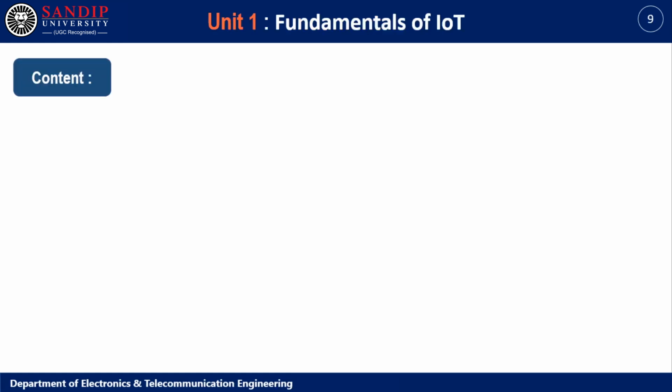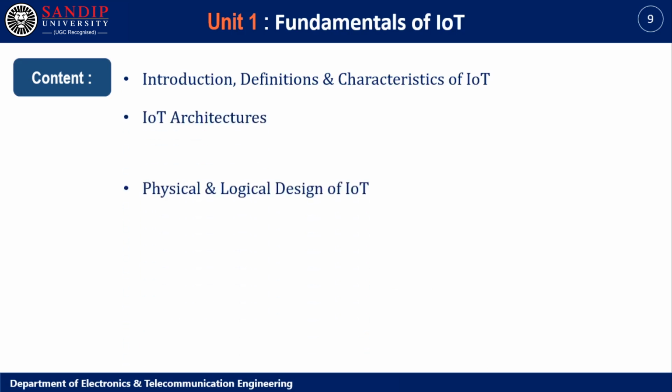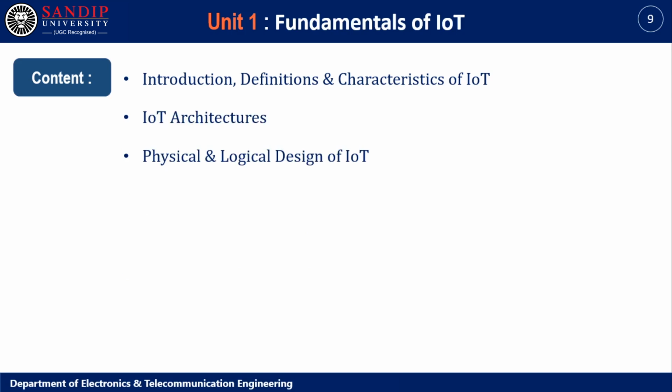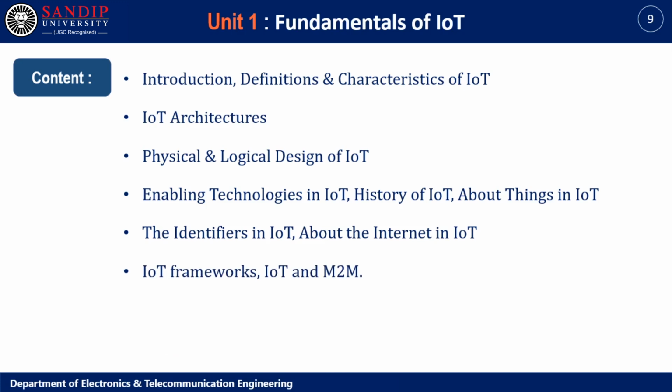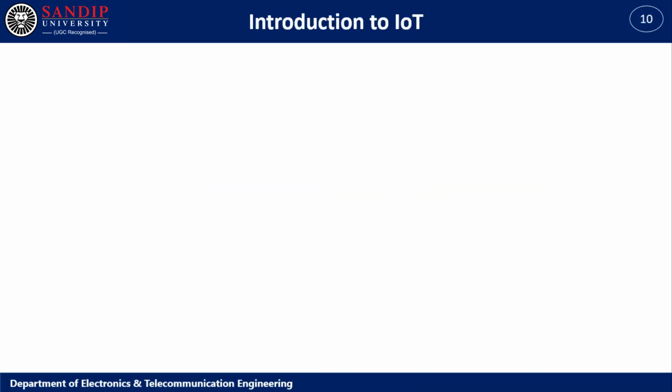Now let us discuss Unit 1, which is Fundamentals of IoT. The contents in Unit 1 are Introduction, Definitions and Characteristics of IoT, IoT Architectures, Physical and Logical Design of IoT, Enabling Technologies in IoT, History of IoT, About Things in IoT, the Identifiers in IoT, About the Internet in IoT, IoT Frameworks, IoT and M2M.